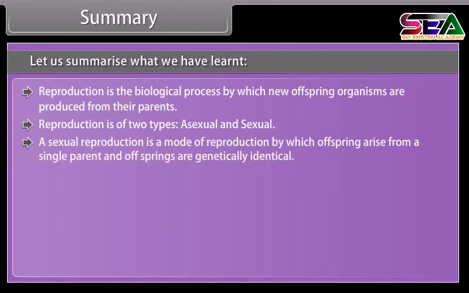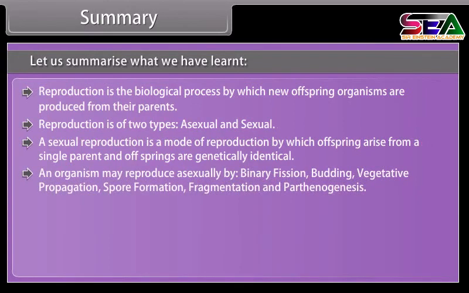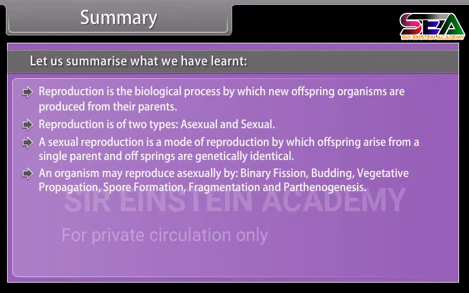Asexual reproduction is a mode of reproduction by which offspring arise from a single parent and offsprings are genetically identical. An organism may reproduce asexually by binary fission, budding, vegetative propagation, spore formation, fragmentation, and parthenogenesis.